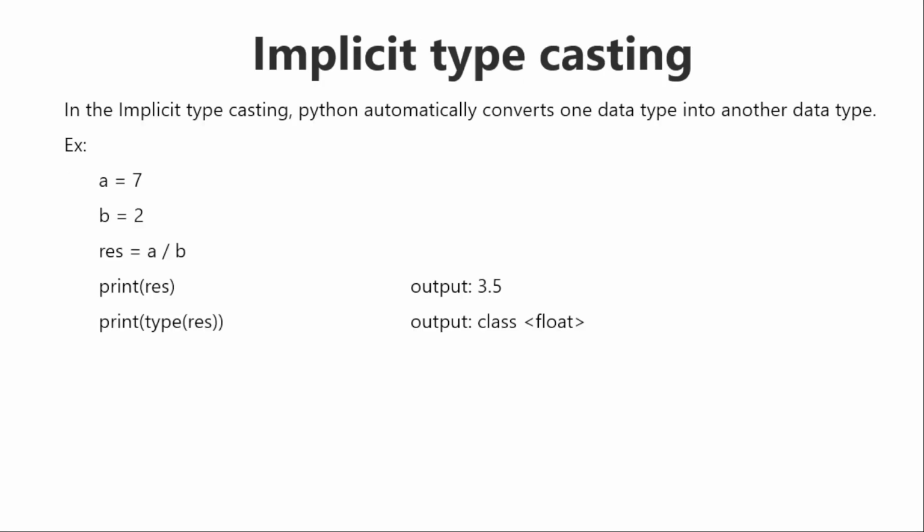Implicit typecasting. In implicit typecasting, Python automatically converts one data type into another data type. So this is known as implicit typecasting. I have given some examples here. For example, a is equal to 7, b is equal to 2. When you divide 7 by 2, you will get a value of 3.5. As both the values are integers, on dividing, it will automatically convert into a float value. So this is known as implicit typecasting.